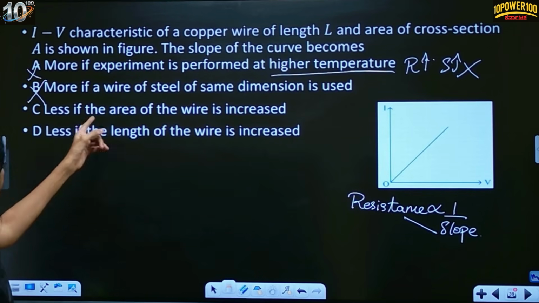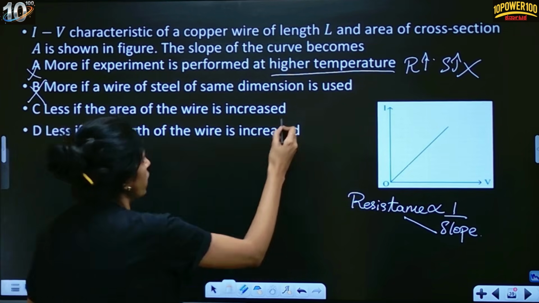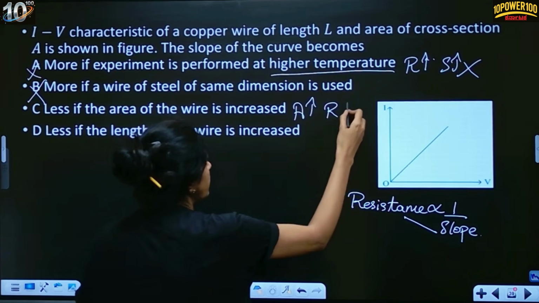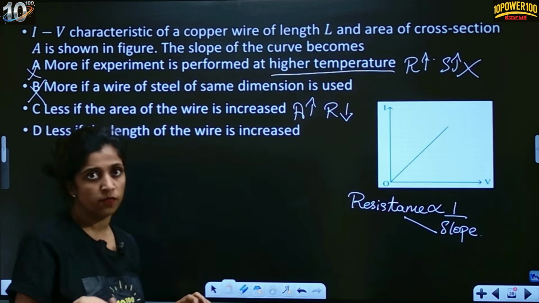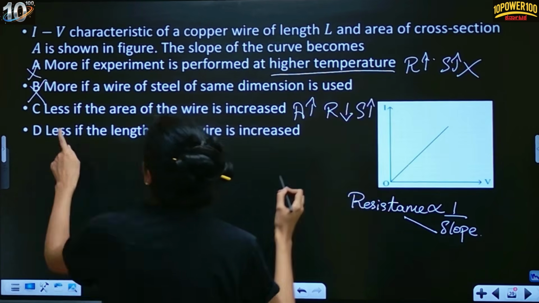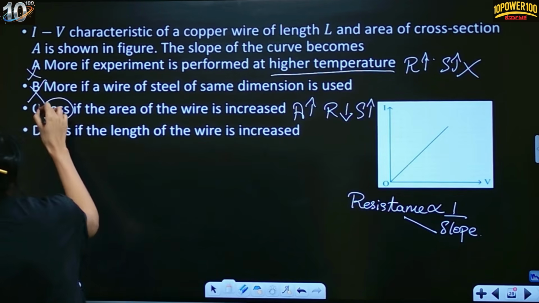Next, less if the area of the wire is increased. Okay, if the area is increased, resistance, what happens? Resistance will decrease because resistance and area are inversely proportional. If resistance decreases, slope will increase. So what are they saying? Less, again, this is a wrong option.